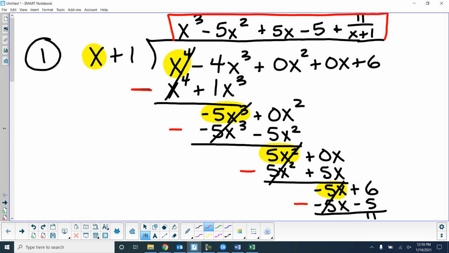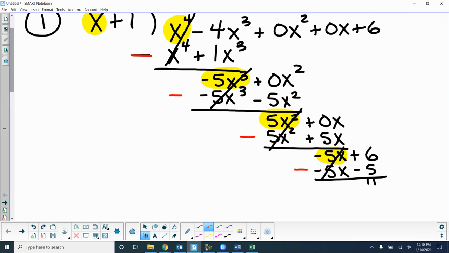Okay, number 2 is just like this, but we do synthetic, which is much quicker and easier, right? I mean, this isn't hard, it just takes long. That's why it's called long division, it takes some time. Again, I went really slow too. Okay, number 2, we're dividing by x minus 1. So what goes in the corner? Positive 1, right?